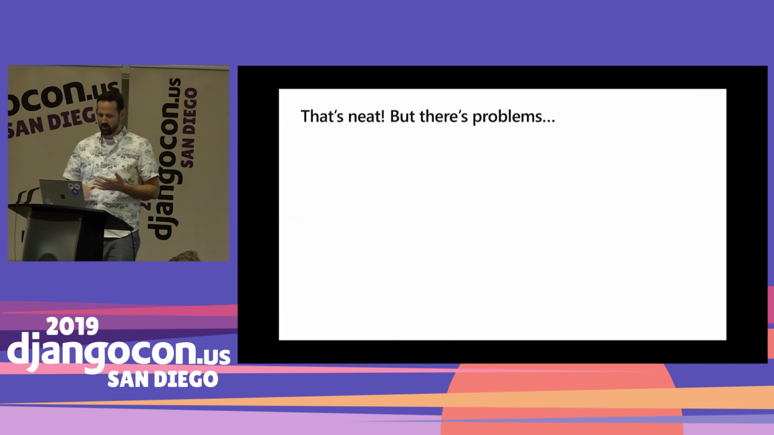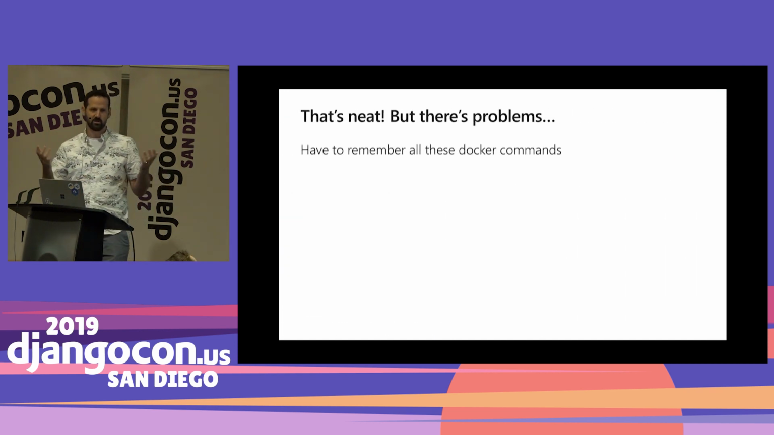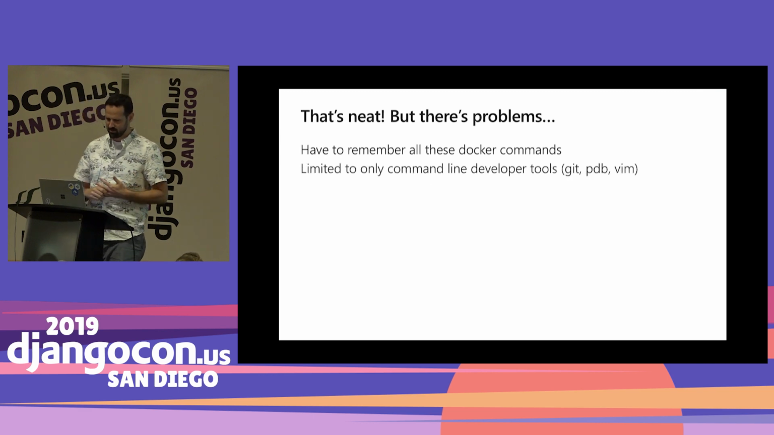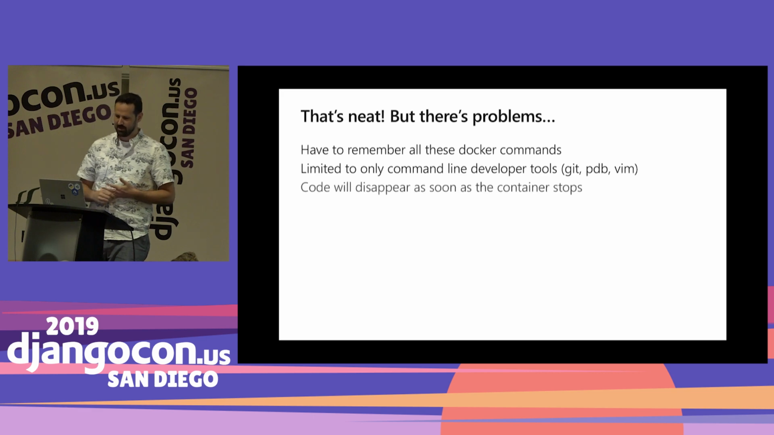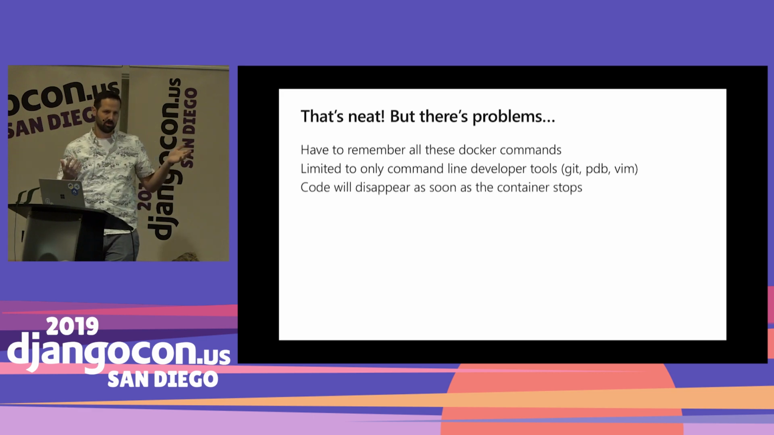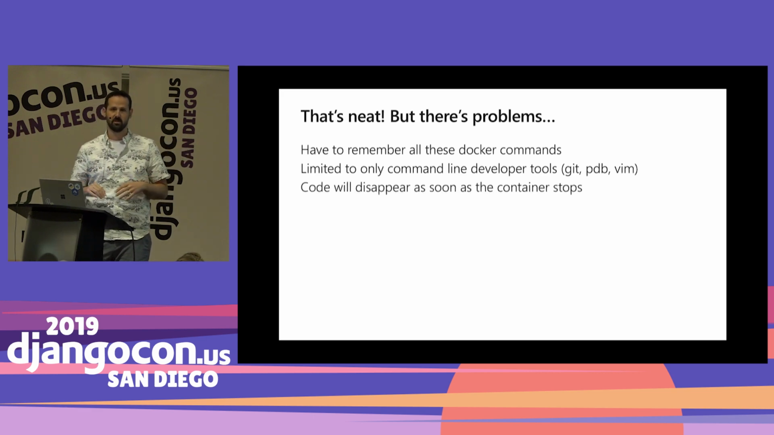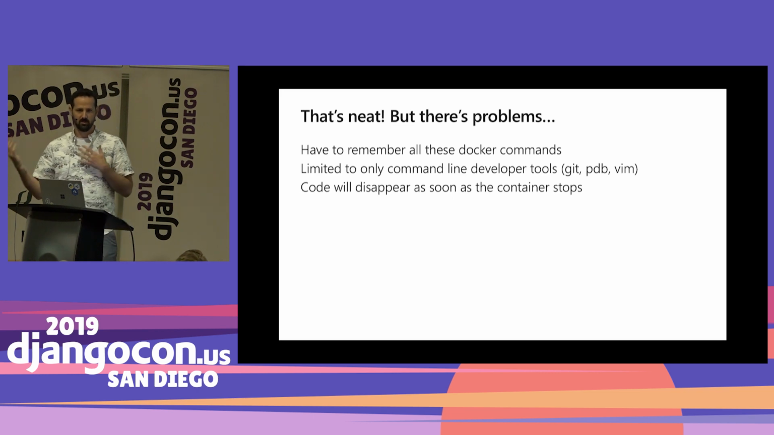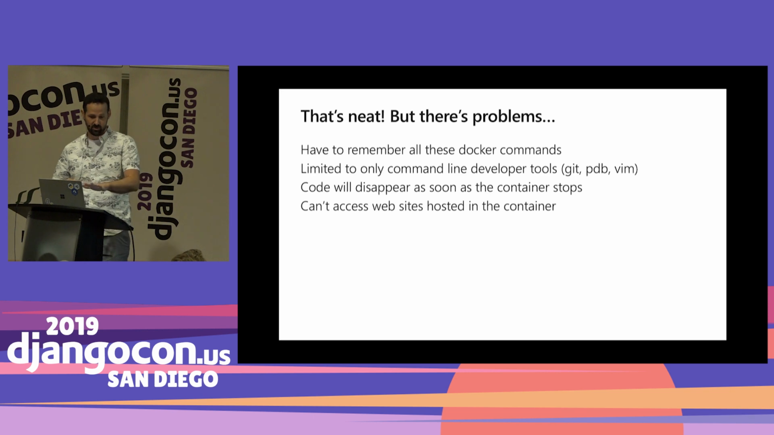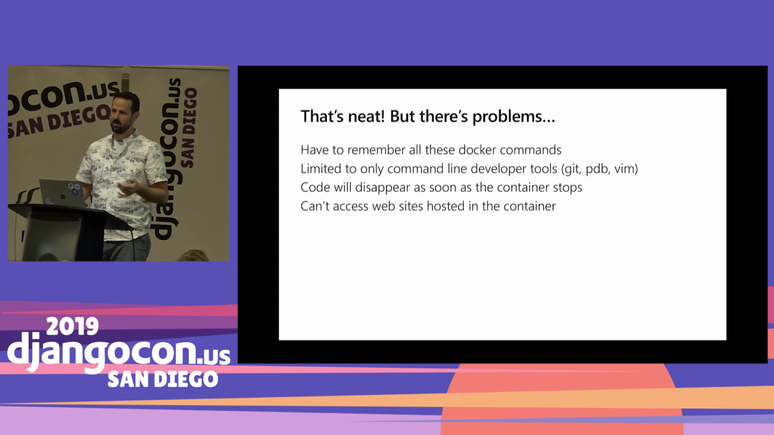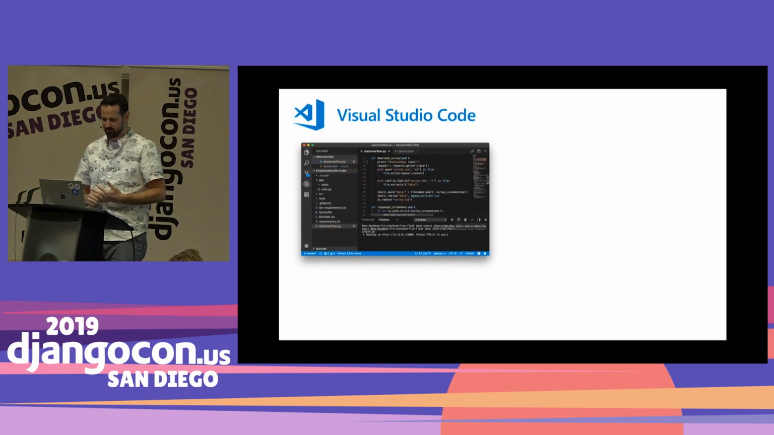So that's our nice little dev container. However, there's some problems with that, right? So we have to remember all these Docker commands. I'm not really much of a command line person, so we're limited only to command line developer tools. And in this case, with this simple primitive setup, the code will disappear as soon as the container stops, because containers are kind of immutable. They get created one way. And then with just how I've configured this, if I got a website running in the container, the ports aren't exposed. So those are all additional things that I would need to do to make this better.